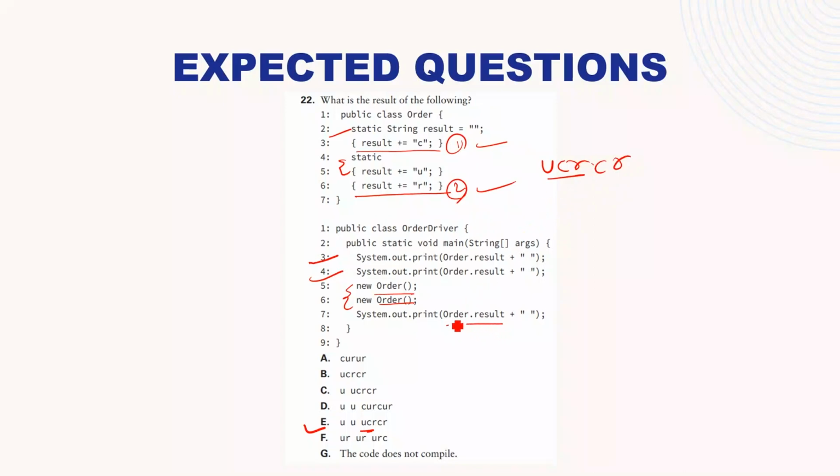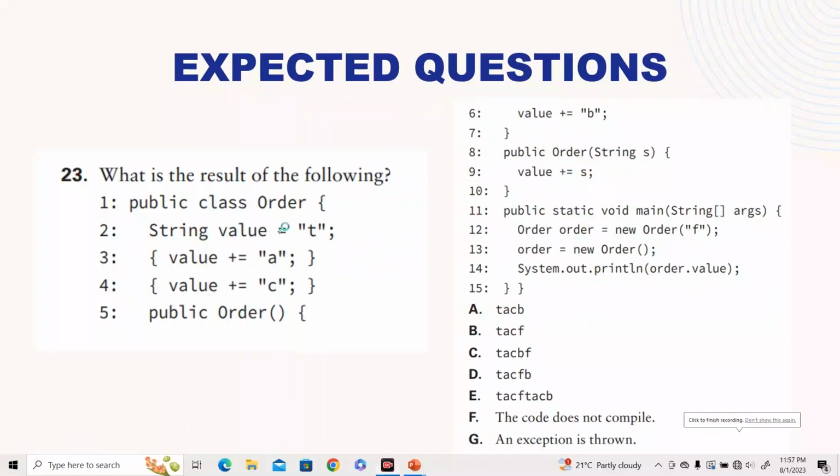So when we take the result at the end, we get this string. U is already printed, UU, and then UCRCR. I hope that is clear now. So that is the correct option in this case, guys. It's a little bit tricky question, guys. You have to be very careful about what the rule is and what is happening. Other than that, you will be able to do it, okay? So don't worry about it.